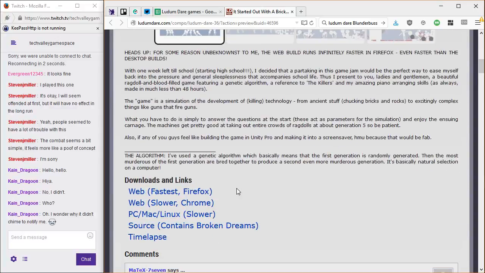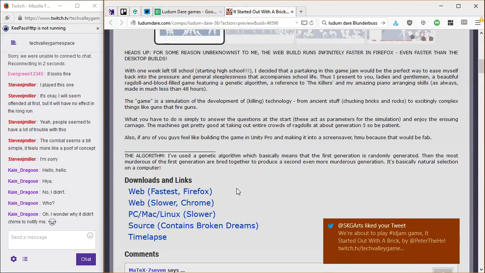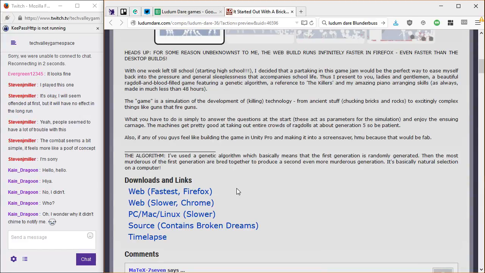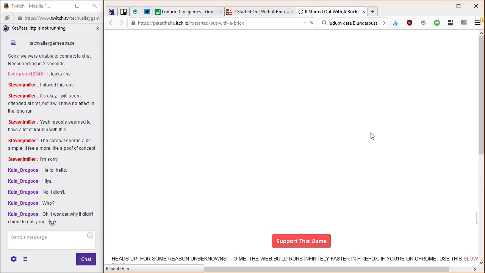The algorithm. I've used a genetic algorithm, which basically means that the first generation is randomly generated. Then the most murderous of the first generations are bred together to produce a second, even more murderous generation. It's basically natural selection on a computer. That's neat. I can already see the politics behind this game.